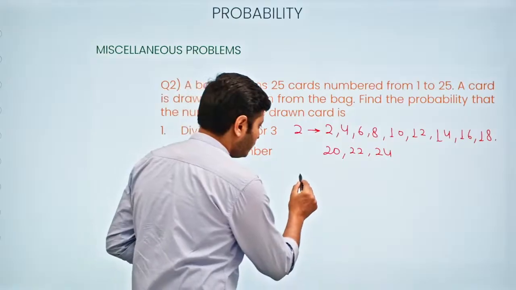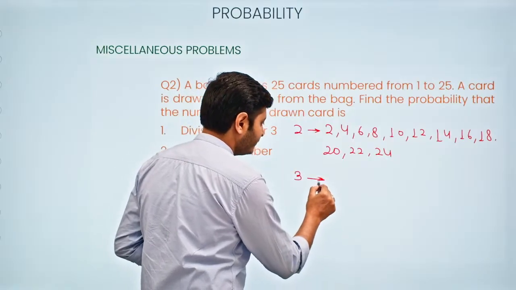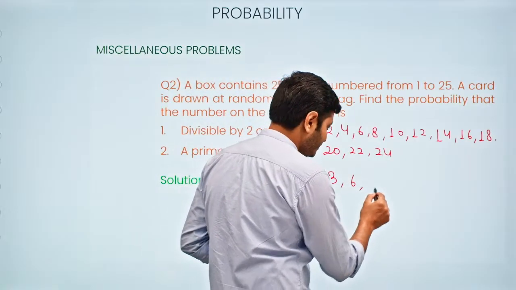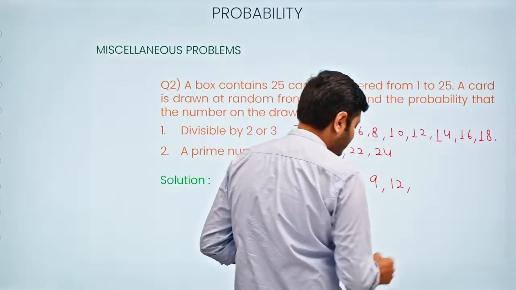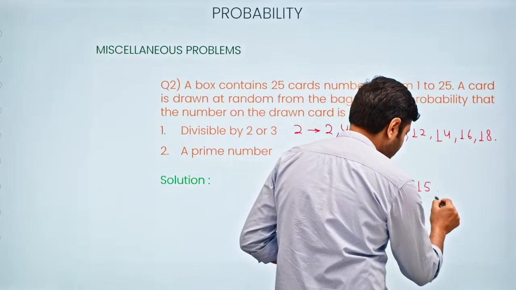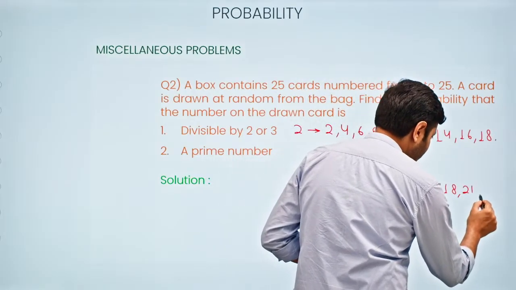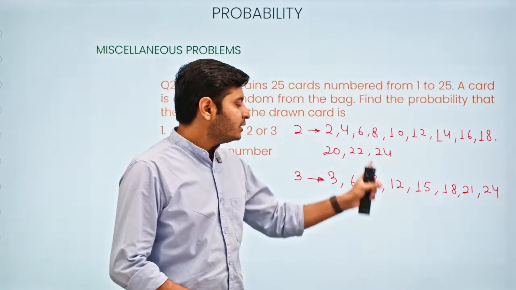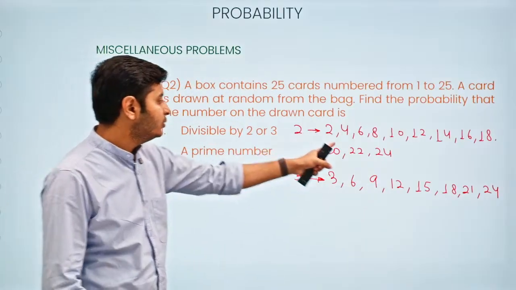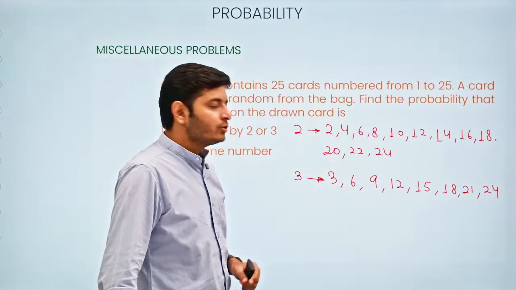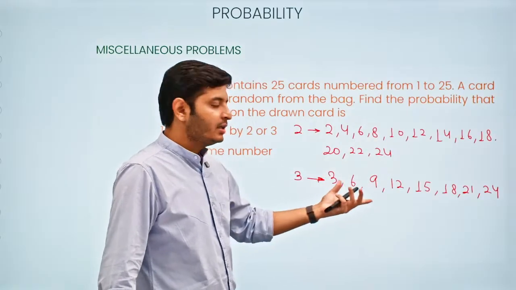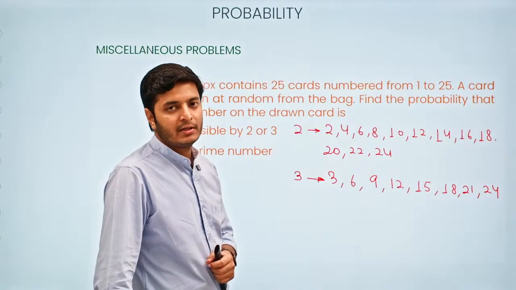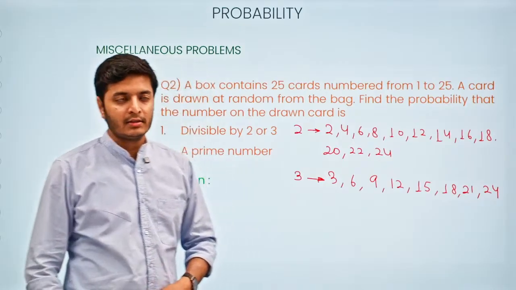Then I'm gonna write all the numbers that are divisible by 3. So the numbers are 3, 6, 9, 12, 15, 18, 21, 24. In between 1 to 25, these numbers are divisible by 2, these numbers are divisible by 3. So what should we do? We should add the number of all the values, and that will be our favorable outcomes. No, it is not. Why is it not the favorable outcomes?